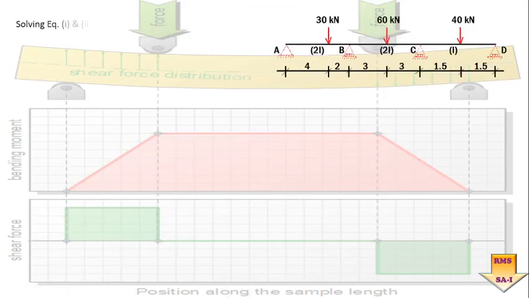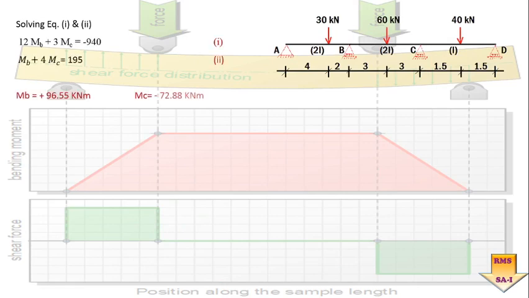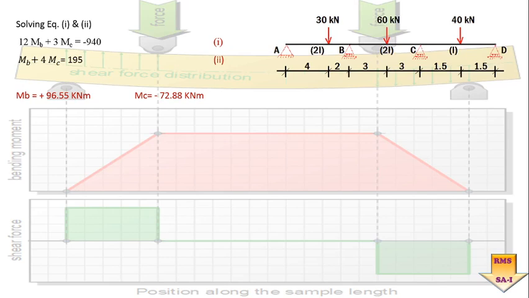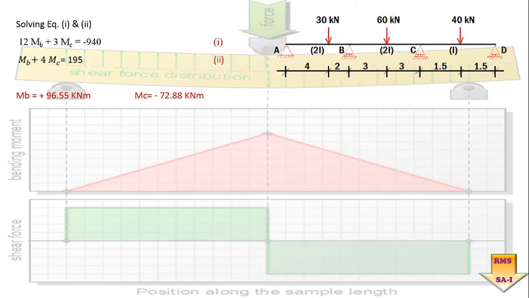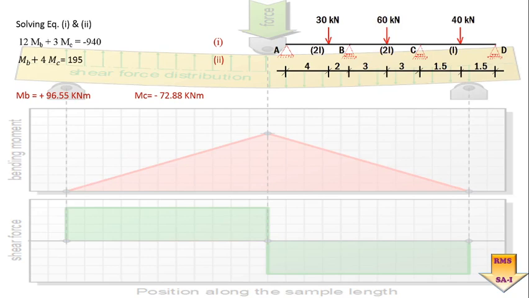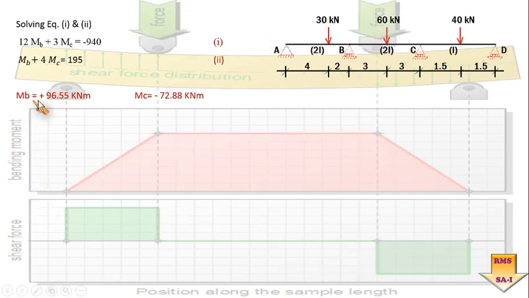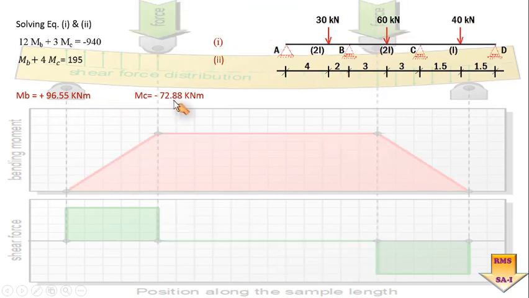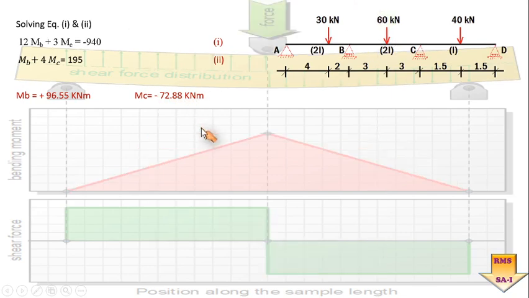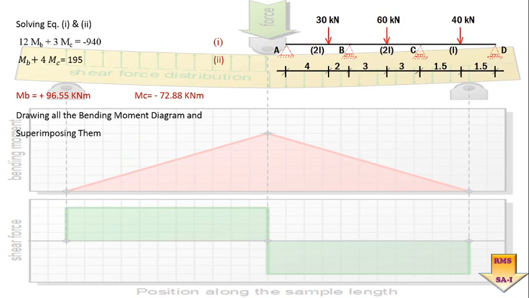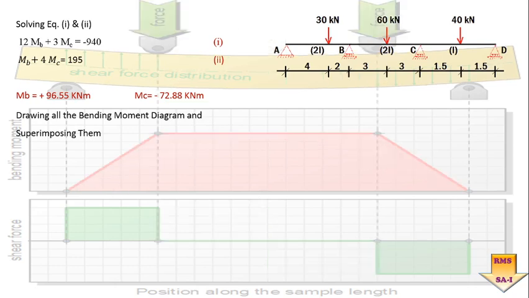Moving ahead, we have already found equation number 1 and equation number 2, which have two unknowns, that is MB and MC. Two unknowns, two equations, solving them simultaneously we get the values of MB and MC. Here we can see the simplification. We got MB is equal to 96.55 kilonewton meter and MC is equal to minus 72.88 kilonewton meter. After finding all these values, there is nothing left as an unknown in this particular case.